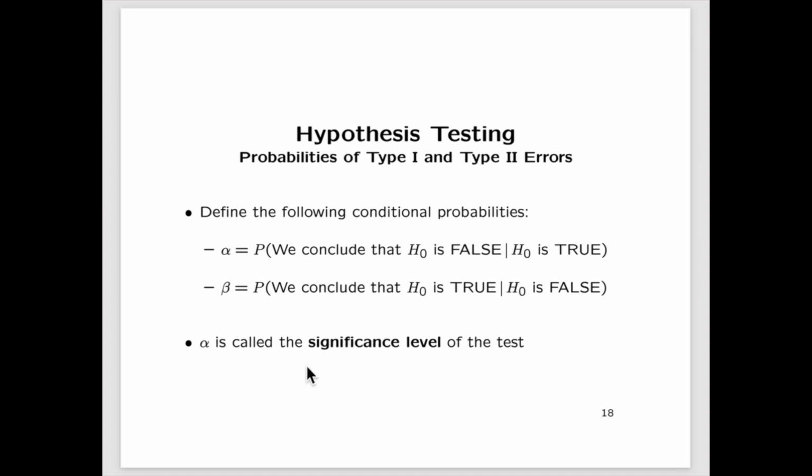Now, alpha, the probability of a type 1 error, is also called the significance level of the test. And the significance level of the test is something that you as the researcher have control over. You are the one who will determine or decide what significance level that you want to use in evaluating your data.